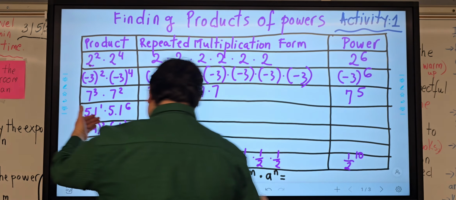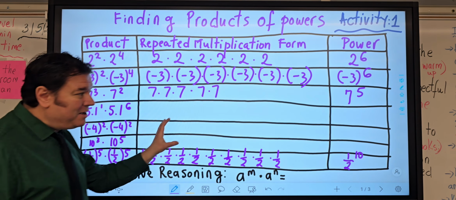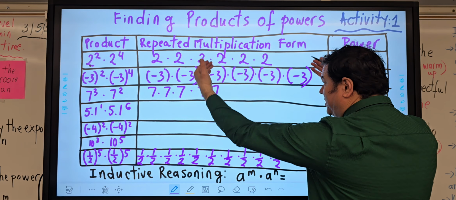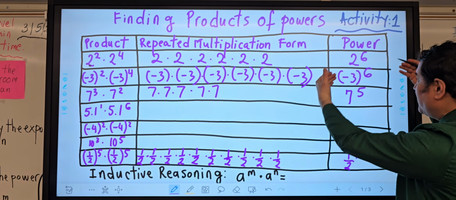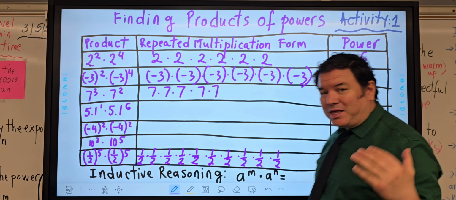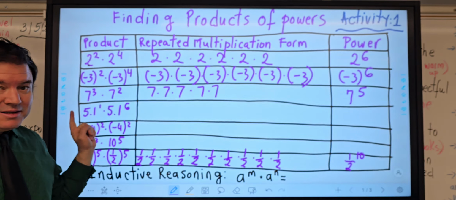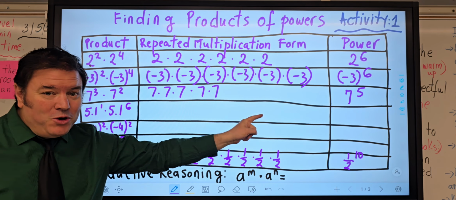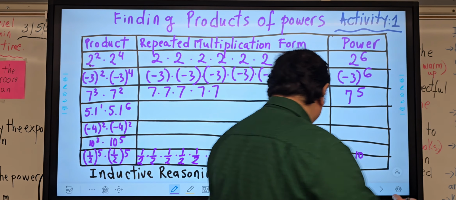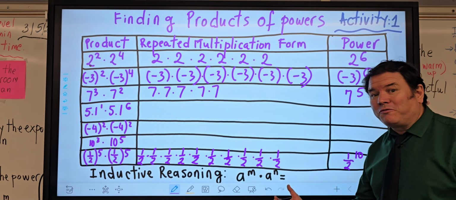And again, the other 3 problems here, I want you to try it and see if you can find the answer. I want you to do the expanded form first, and then write it in a power form. Okay? So take about a few minutes, work on those problems, see if you can find a pattern, and if we can answer this problem here in general form.